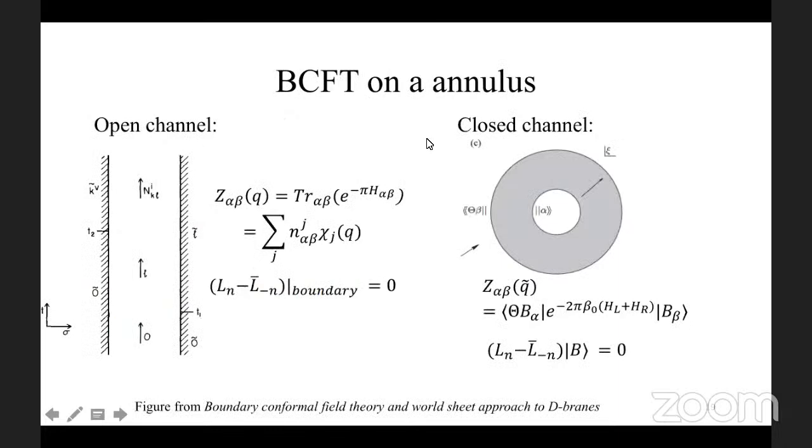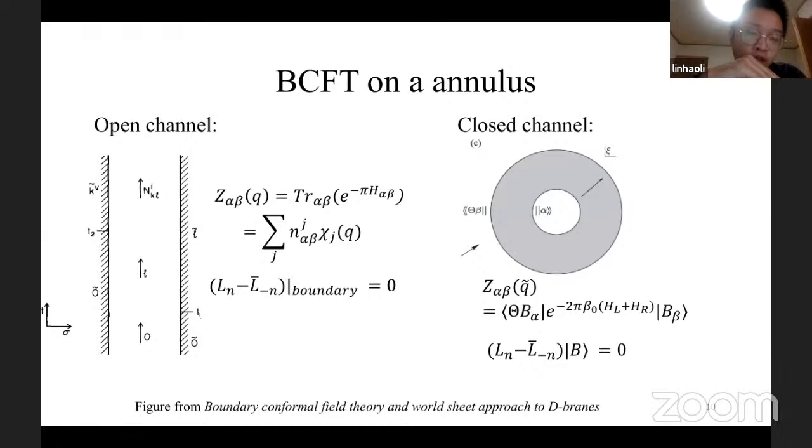So now the boundary condition can be put on the space direction, which is the open channel, or the time direction, which is the closed channel. In the open channel, the Hilbert space should satisfy two local boundary conditions, alpha and beta, and the partition function is traced over this subspace. Moreover, the partition function can be written in terms of characters of the irreducible representation of the Virasoro algebra. On the other hand, in the closed channel, the boundary condition will give a boundary state at a fixed time. Then the partition function is the amplitude of boundary states at two different times.